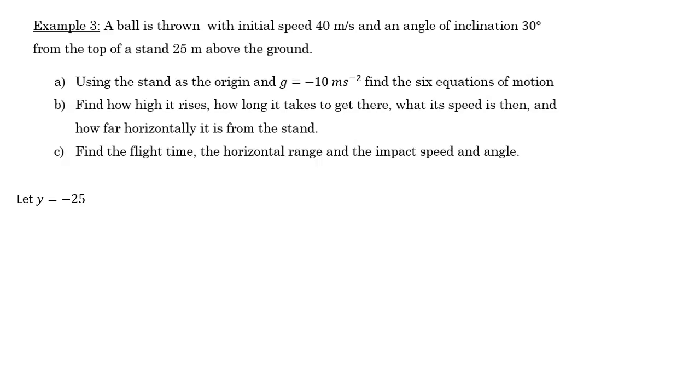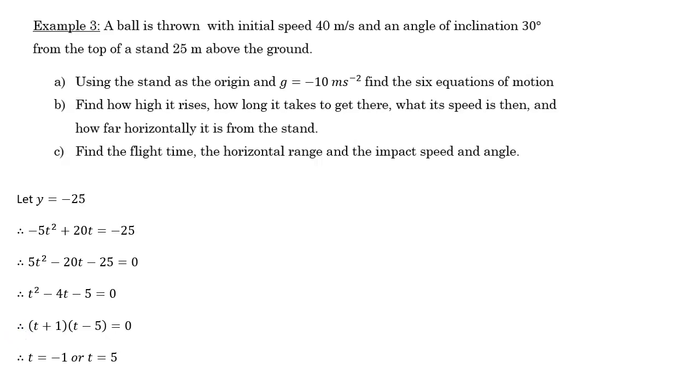Our time of impact is at y equals negative 25. Substituting into the vertical displacement equation, we get this quadratic. Divide throughout by 5, and then factorize, and that tells me that t equals negative 1 or 5. Now t equals negative 1 doesn't make a lot of sense. That's before the ball was thrown. So we can discount that solution, and we're only after t equals 5. So the ball will hit the ground 5 seconds after it's thrown.